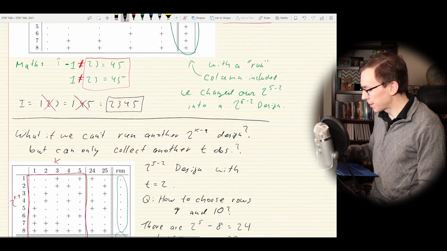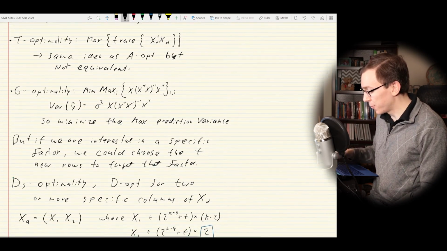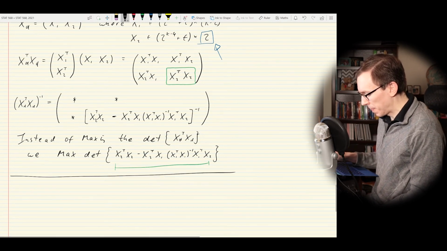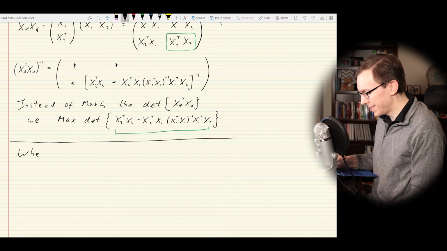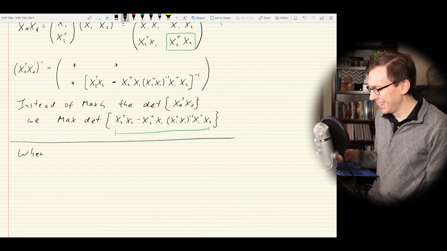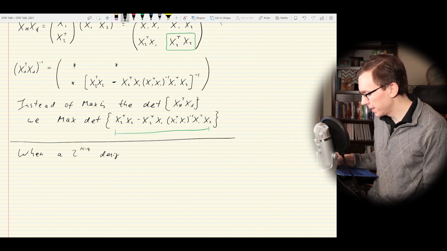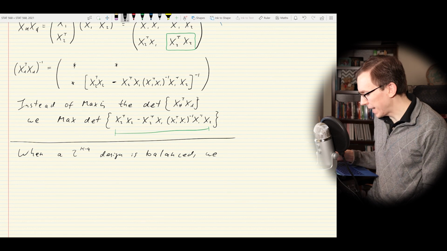And actually, I'm going to mention that down here at the bottom before we end, because I think this is an important point. Does the idea of balancing even make sense, right? I want to make sure that this is clear. When a 2^(k-q) design is balanced, we have that X transpose X is diagonal.